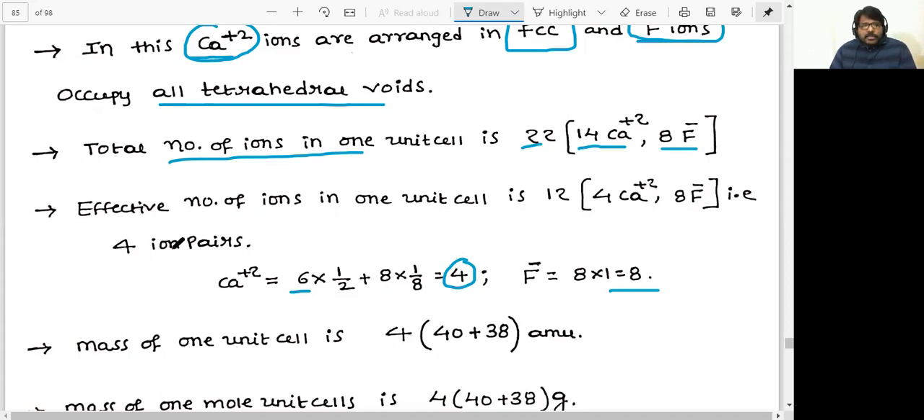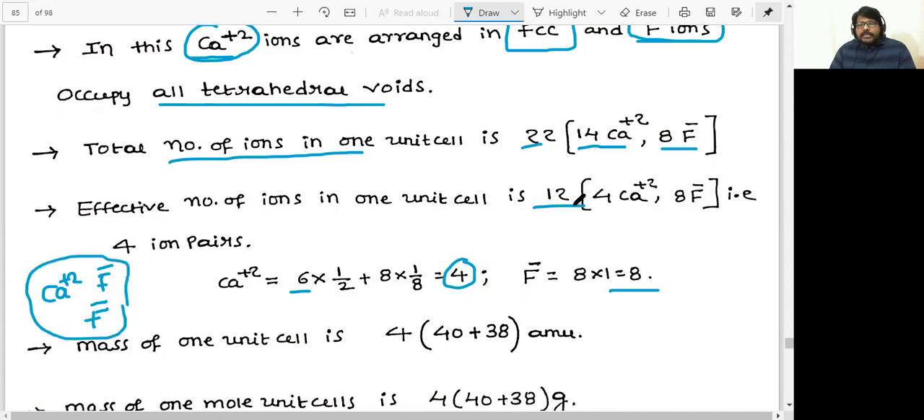But the most important thing here is, by seeing these 4 cations and 8 anions, totally effectively there are 12 ions, but you should not call it 6 ionic pairs. That is wrong. So here one ionic pair means you have to take one formula unit. That is a calcium plus 2 and 2 fluoride ions. So this is one formula unit of calcium fluoride.